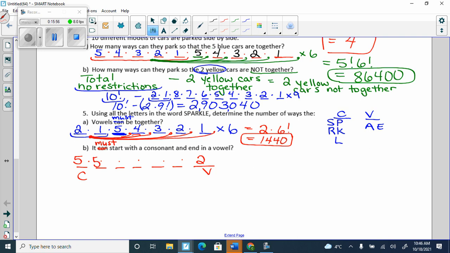5 letters, then I leave 1 behind. 4, then I leave 1 behind. 3, then I leave 1 behind. 2, then I leave 1 behind. 1. So this here, if you look at it, is 5 factorial, right? So they could write it as 5 factorial times 5 times 2, or what's 5 times 2? 10. So they might write 5 factorial times 10, or 10 times 5 factorial, or they might just give you the answer, which is 1200, I believe.